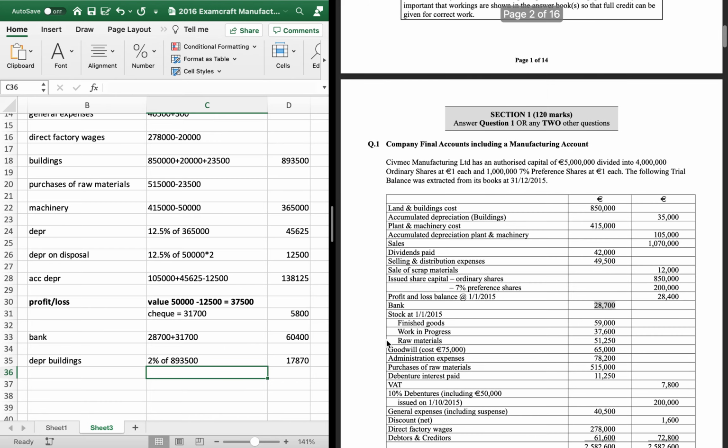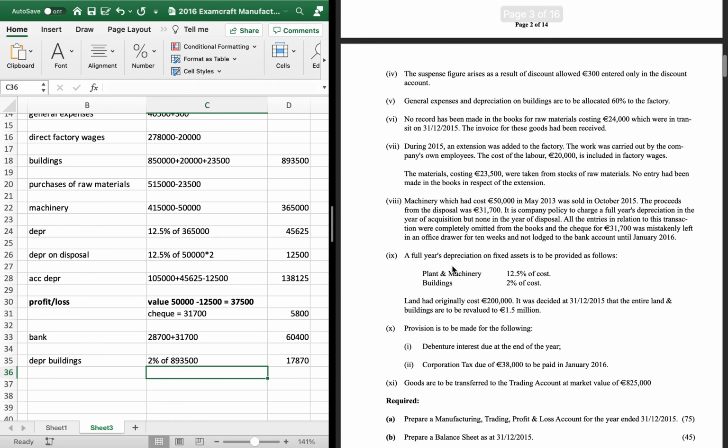Unless there's land included in this, so let me have a quick check. I'm actually looking at the answer. So it's 2% of 893,500 minus the land of 200,000. The land originally cost 200,000, so you have to take that out, obviously. I was looking at the marking scheme there, wondering why I was getting a mad answer. So it's 693 that we have to depreciate. So it's 13,870, right? Don't forget you're going to have to split that 60-40. 60% for the manufacturing and 40% for the trading account.